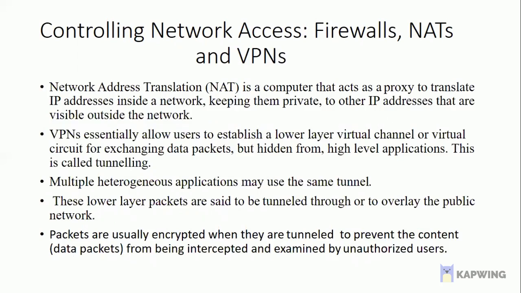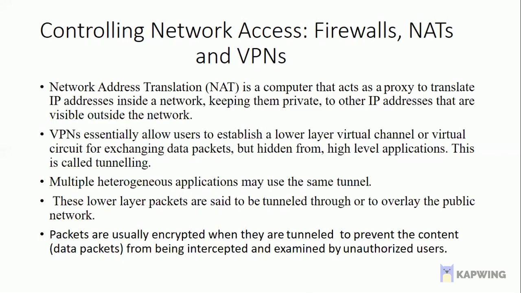Then NAT, network address translation, is a computer that acts as a proxy to translate IP addresses inside a network, keeping them private from other IP addresses that are visible outside the network. A VPN allows users to establish low layer virtual channels or virtual circuits for exchanging data packets, but hidden from high level applications. This is called tunneling. Multiple heterogeneous applications may use the same tunnel. These lower layer packets are said to tunnel through or overlay the public networks.